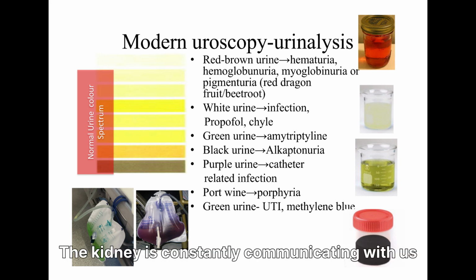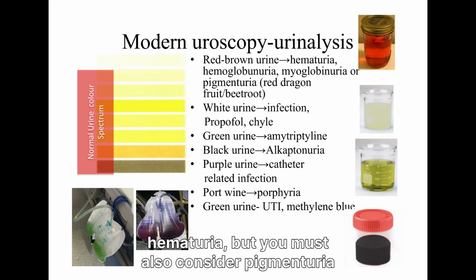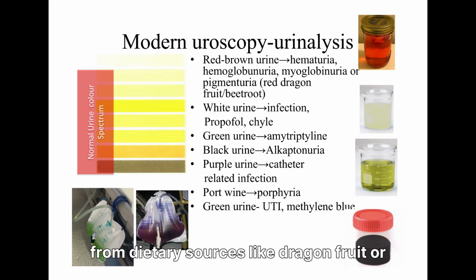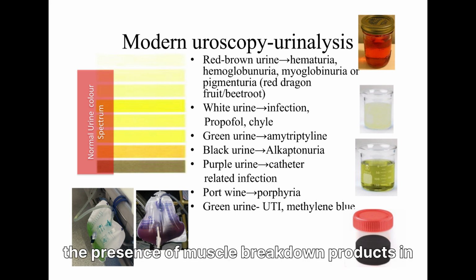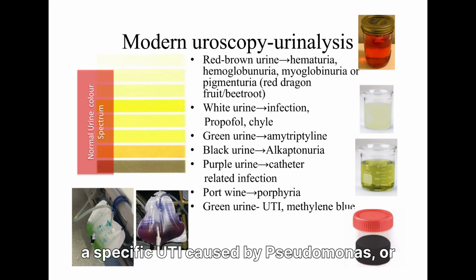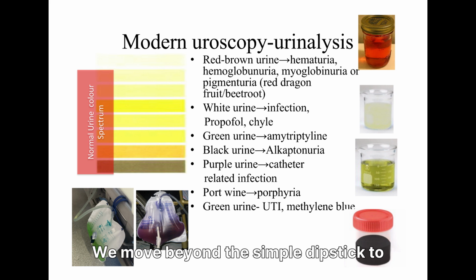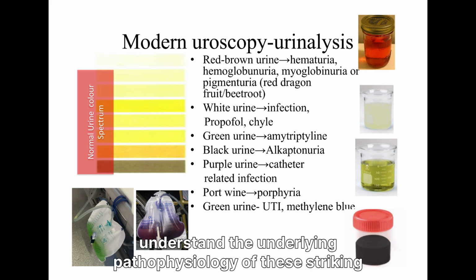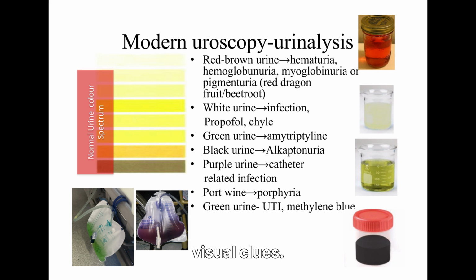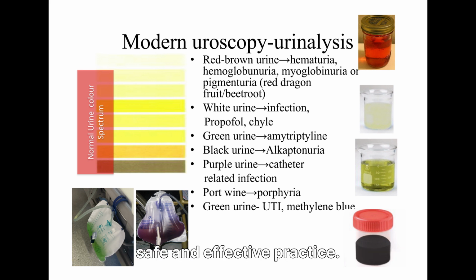The kidney is constantly communicating with us visually. Consider the colors. Red-brown urine might be hematuria, but you must also consider pigmenturia from dietary sources like dragon fruit or the presence of muscle breakdown products in myoglobinuria. Green urine can be a signature of a specific UTI caused by Pseudomonas or the use of methylene blue. We move beyond a simple dipstick to understand the underlying pathophysiology of these striking visual clues. Understanding these colors is the foundation of safe and effective practice.